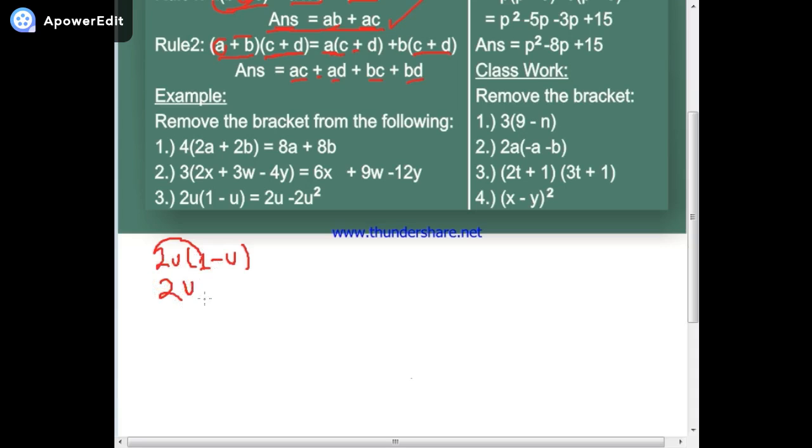Now, don't forget this sign, which is minus. You now use this 2u again to multiply this again. This u has a coefficient of 1 at the back. So 2 times 1, that is 2. And u times u is u square. So our answer is 2u minus 2u square. So that means we got the right answer. So we have done this, this, and this.